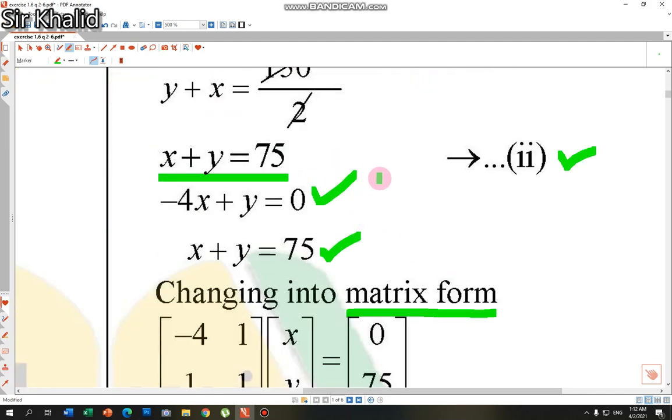Using this, now you have to solve these two equations with the help of the matrix inversion method, and in the second part you are also to solve these questions with the help of Cramer's rule.